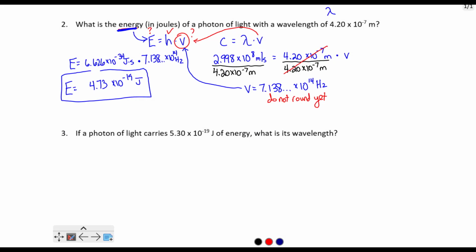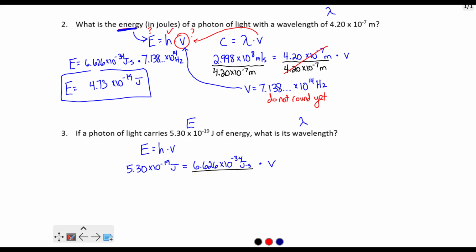Now I'm going to go ahead and work it out step by step. So we know this number right here represents the energy, and we want to solve for wavelength. So I'm going to copy that equation down, E equals h times v. And so I know I can use this number, 5.30 times 10 to the negative 19th joules. That's going to be equal to Planck's constant, and that's the 6.626 times 10 to the negative 34th joules times seconds. And then that's multiplied by the frequency.